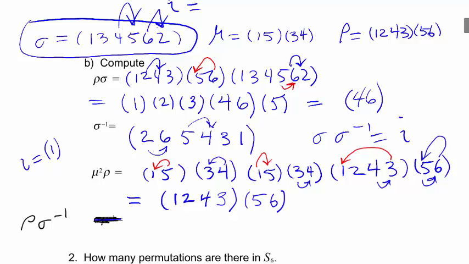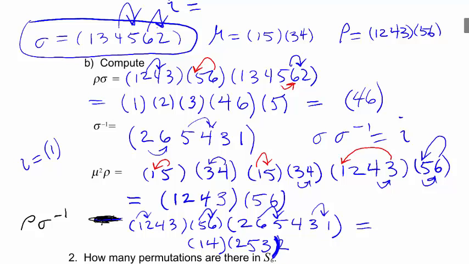So now let's find rho sigma inverse. So I write down rho, (1 2 4 3 5 6), a 4 cycle times a 2 cycle, and now sigma inverse, I just write it and reverse the numbers. So I reverse the direction of the cycle. So I write (2 6 5 4 3 1). And now I will do as before.